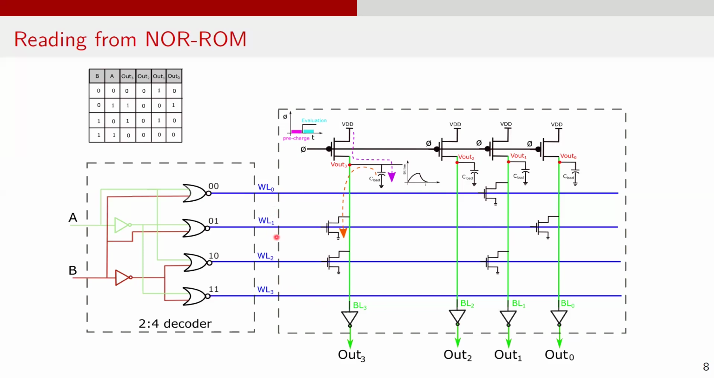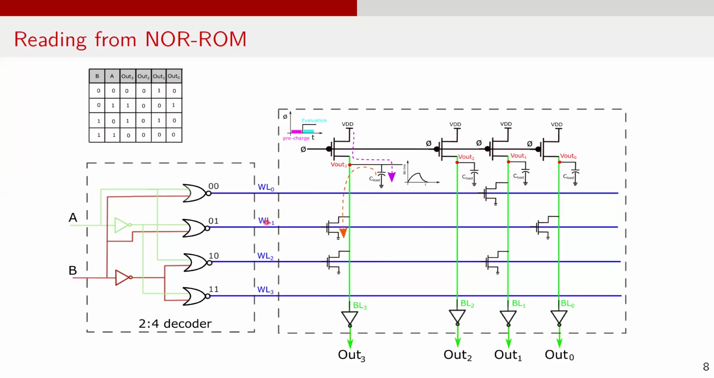Before any of the word lines are activated, the PMOS transistors in the ROM array are pre-charged. During this phase, the clock signal, denoted as phi, is 0, and the output nodes Vout0 to Vout3 all are pre-charged to VDD. During pre-charge phase, all word lines are at 0. Once phi or clock signal transitions to 1, the dynamic NOR gates enter the evaluation phase. In evaluation phase, one of the word lines is activated.